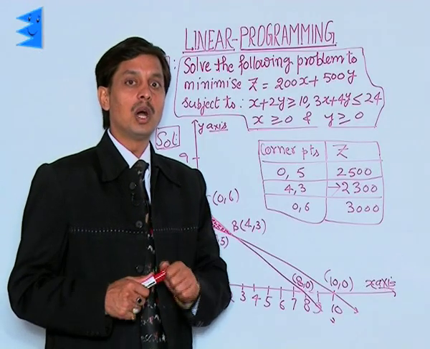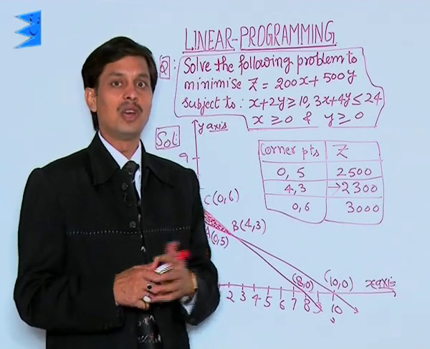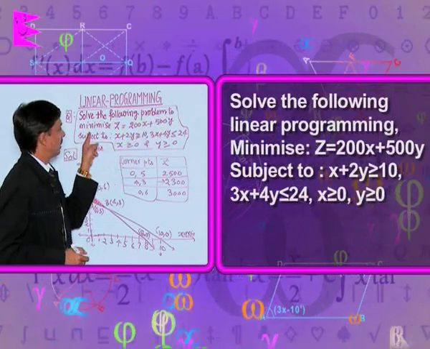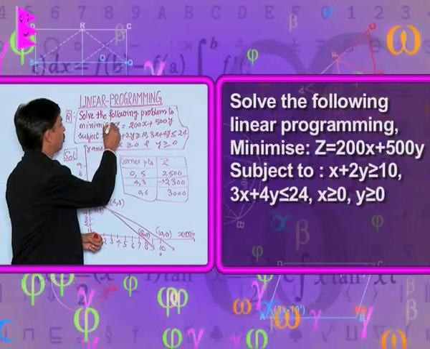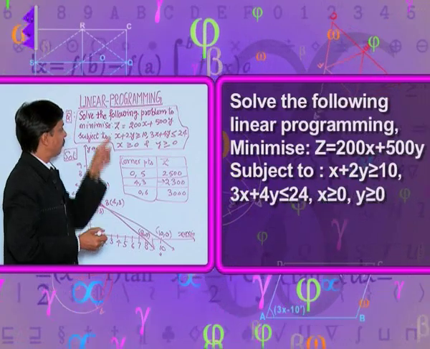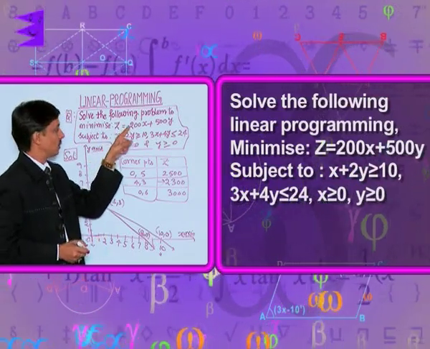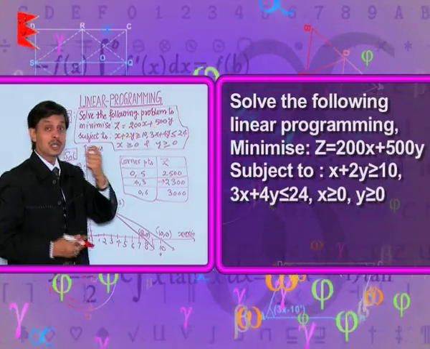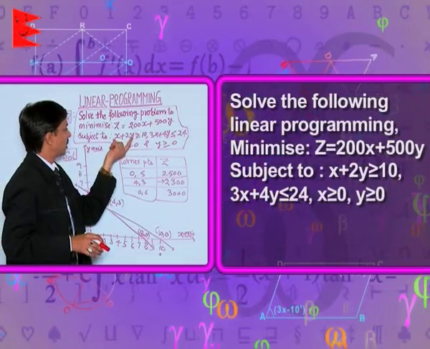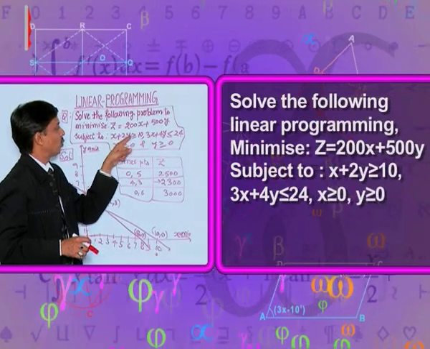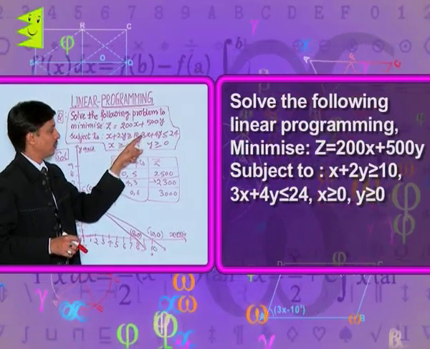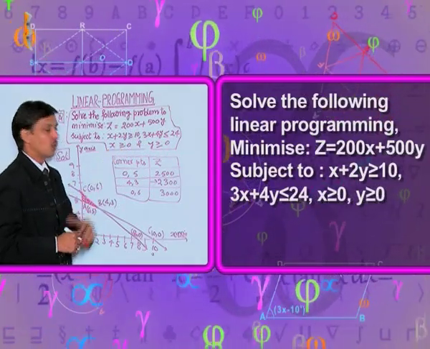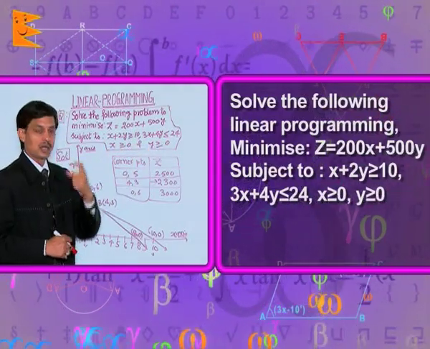Now I am telling you how to minimize the problem of a linear programming. Solve the following problem to minimize: that function z is 200x plus 500y. This function needs to be minimized under the constraints x plus 2y is greater than or equal to 10, 3x plus 4y is less than or equal to 24, x is greater than or equal to 0 and y is greater than or equal to 0.